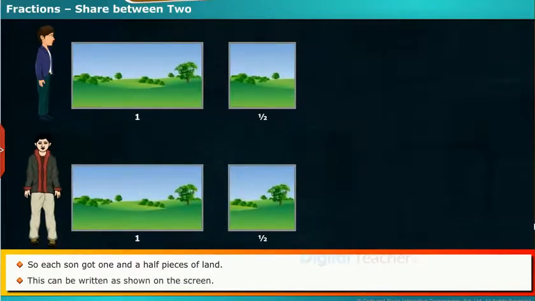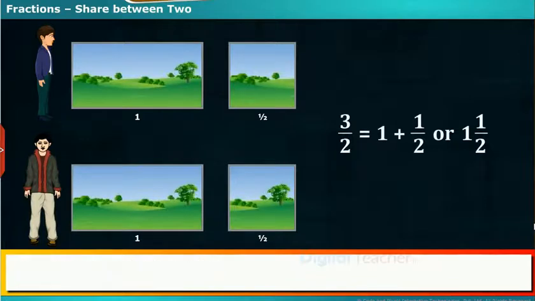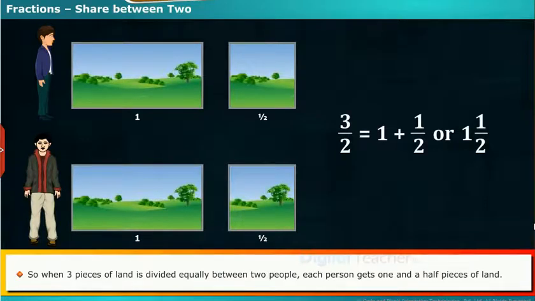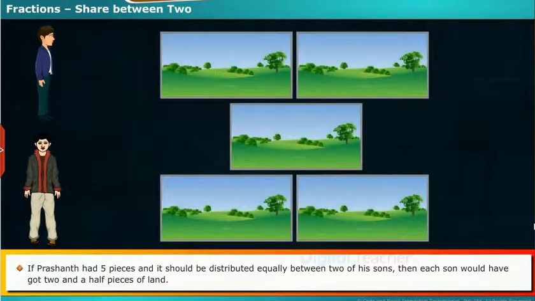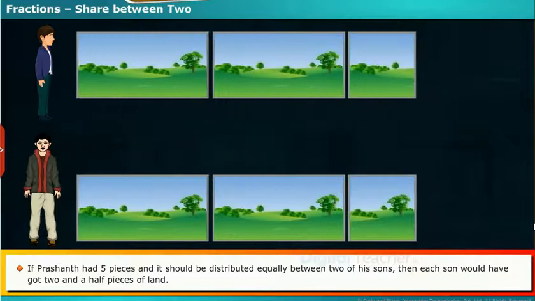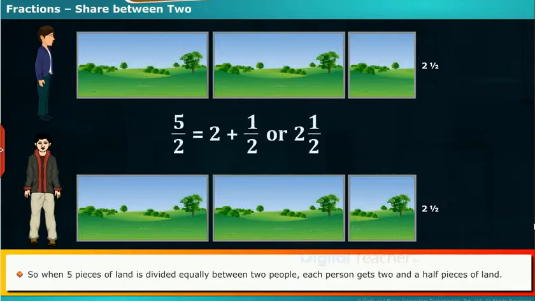This can be written as shown on the screen. So, when 3 pieces of land is divided equally between 2 people, each person gets 1.5 pieces of land. If Prashant had 5 pieces and it should be distributed equally between 2 of his sons, then each son would have got 2.5 pieces of land. So, when 5 pieces of land is divided equally between 2 people, each person gets 2.5 pieces of land.